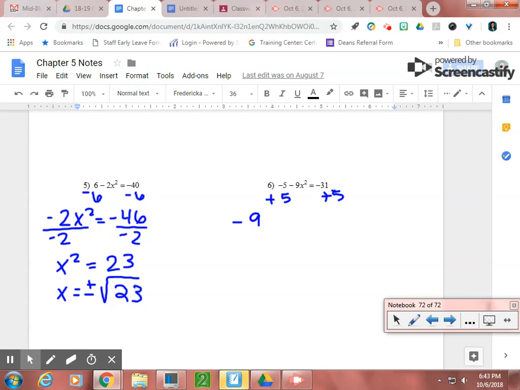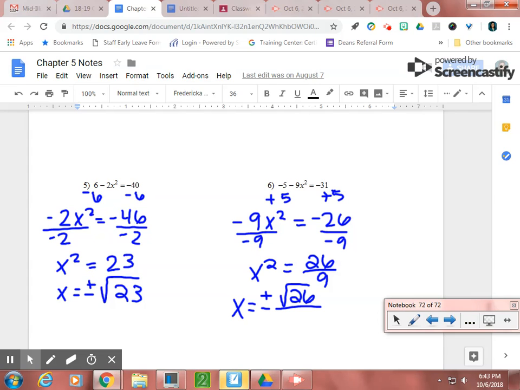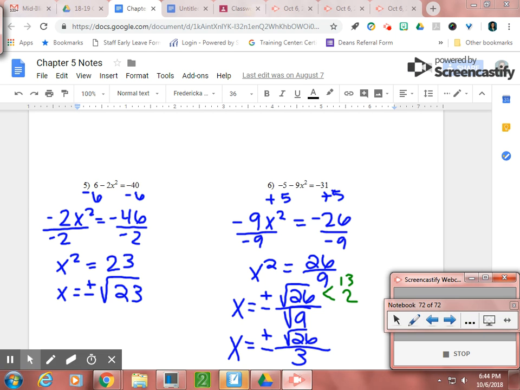Okay, same situation here. We're going to add. So I have negative 9x squared equals negative 26. Dividing this by negative 9, I have x squared equals positive 26 over positive 9. So remember when you're doing fractions, you get plus or minus the square root of 26 over the square root of 9. So we can try and break both of these down. This is 13 and 2. They're both prime. So that's still going to stay the square root of 26. And your denominator is the square root of 9, which is 3. Okay, so no different than what we did in the past. You're just going to get imaginary solutions when you have a negative underneath the square root.